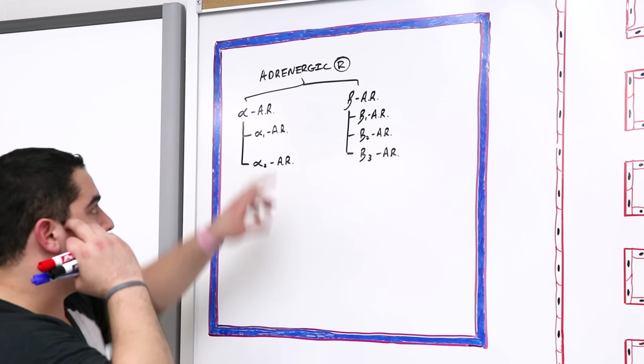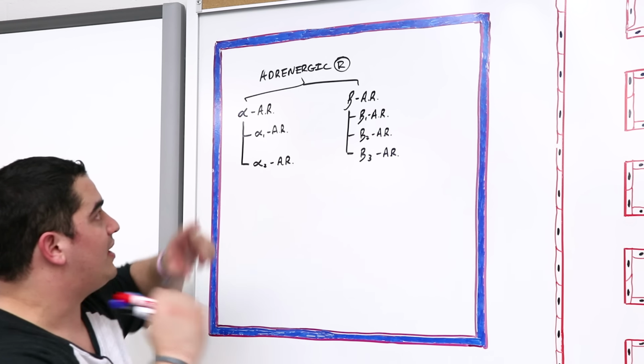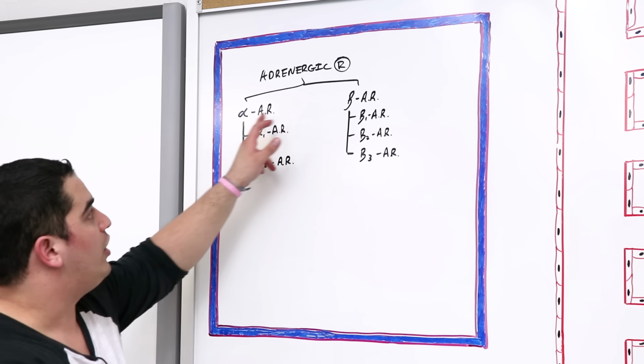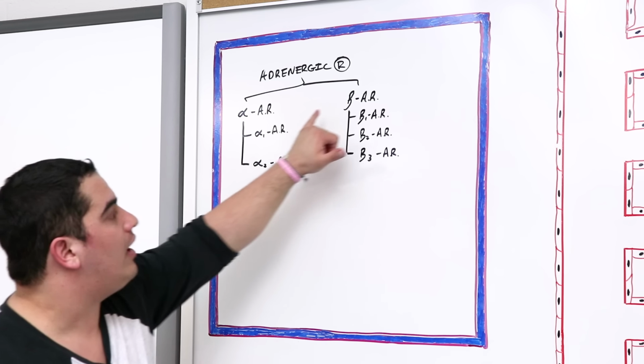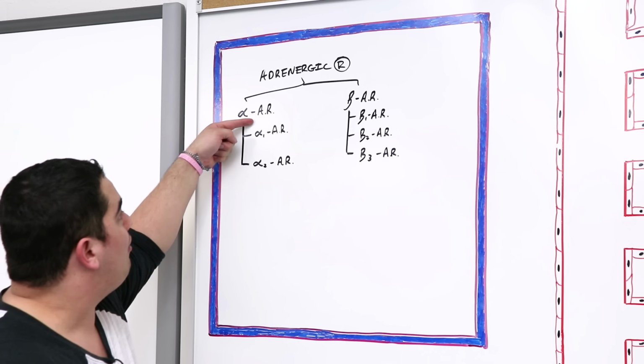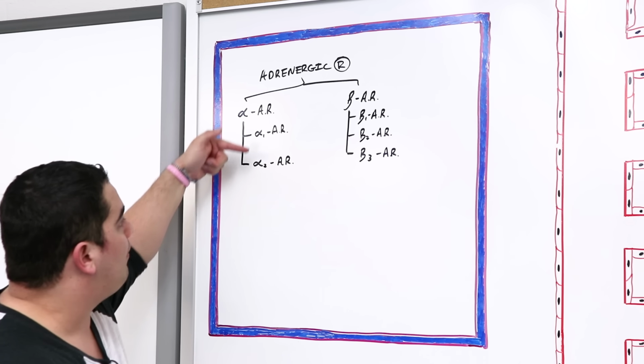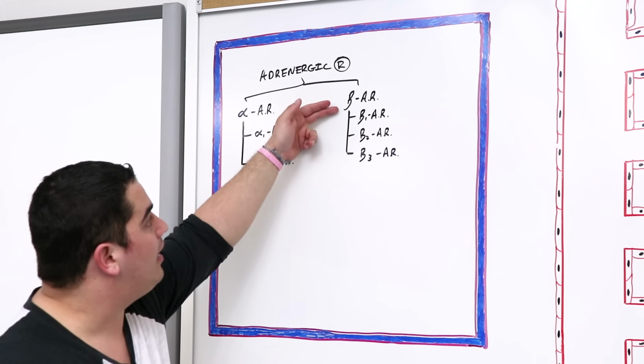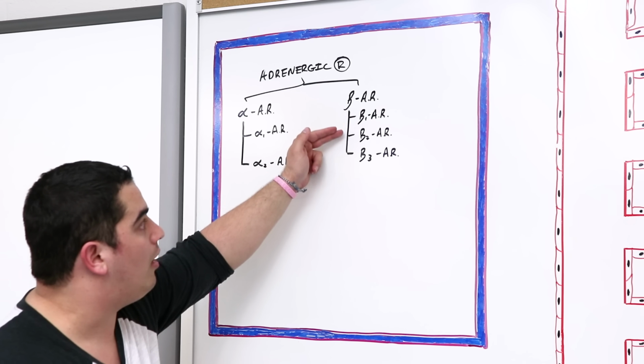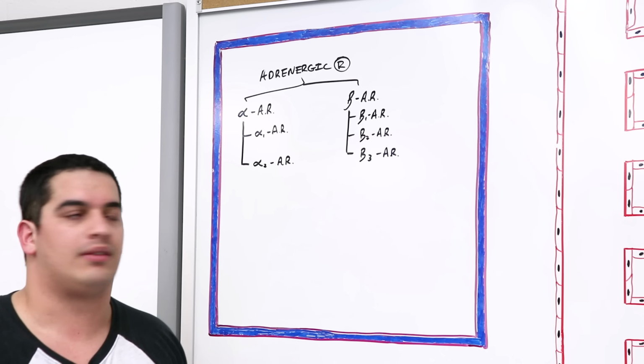Okay, so now we know what adrenergic receptors are: the receptors that are sensitive to epinephrine and norepinephrine. We know there's two classes, alpha and beta. We know that alpha is subclassified into alpha 1, alpha 2, and beta is subclassified into beta 1, beta 2, beta 3. Why should we know this?